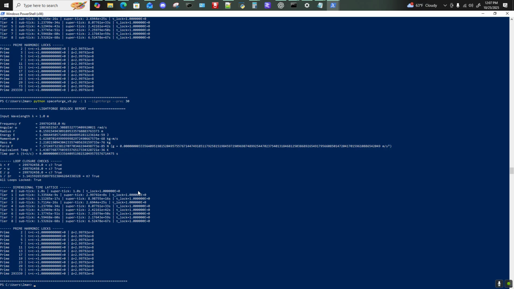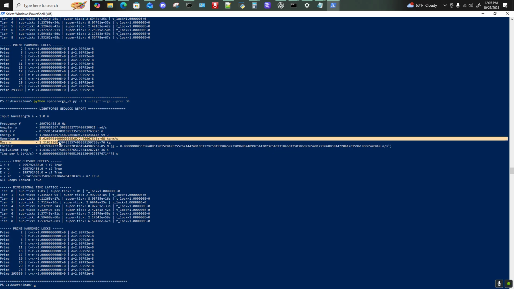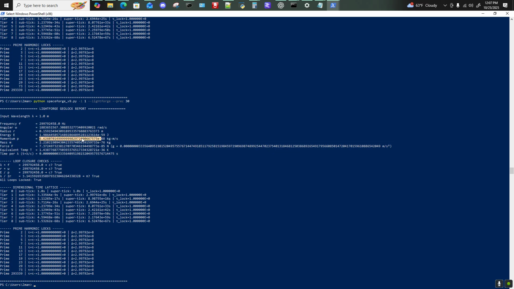So when I do very specifically a wavelength of 1 meter, I get the speed of light as frequency, and I get Planck's constant here as momentum. But as you notice, when you calculate 1 meter and you turn up the precision, it seems to not stop at 1.5. It seems to keep going.